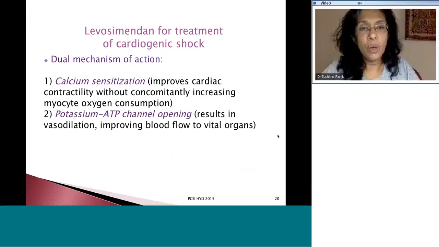It's got a dual mechanism of action. When you have an agent which is a non-catecholamine, it is always useful to combine agents with different mechanisms of action. It is a prime agent which causes calcium sensitization. Just like milrinone, it improves contractility of the heart without increasing myocardial oxygen consumption. So when you're looking at a supply-demand ratio, the demands when milrinone or levosimendan are used are less, so it keeps pace with the decreased supply when the heart is failing. It's got some potassium ATP channel opening, which results in vasodilatation and improved blood flow to vital organs.